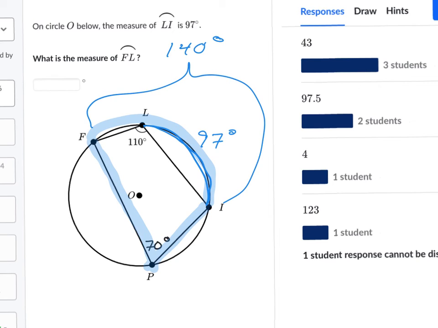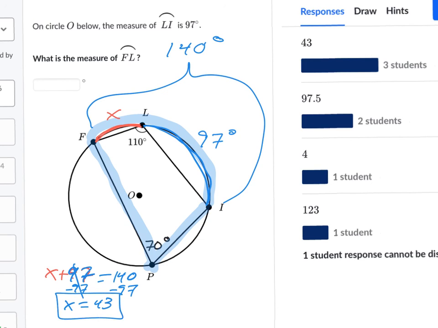Well, if that's true, I should be able to find FL now pretty easily because FL is this missing part. If I call that X, couldn't we say that X plus 97 has to add up to the whole arc, which we said is 140. So basic simple algebra, subtract 97 from both sides. I get that X equals 43. And that is actually the answer here. It's 43. So hopefully that helps.